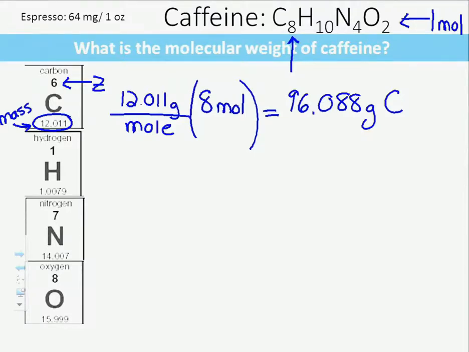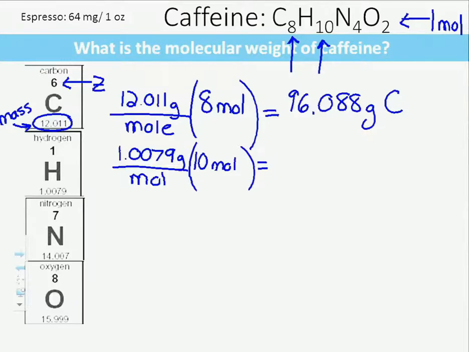If we do the same thing for hydrogen, hydrogen weighs 1.0079 grams per mole. We come back up to our molecular formula, and we see that there are 10 hydrogen atoms in every mole of the molecule. So we multiply this by 10 moles. That gives us a total of 10.079 grams coming from hydrogen.